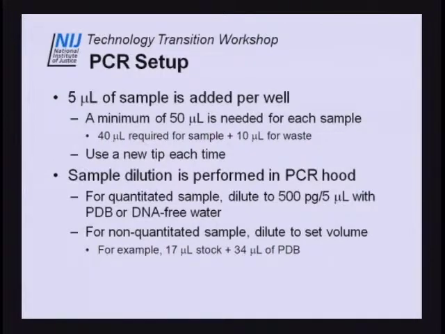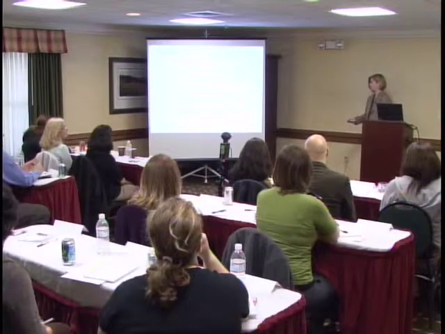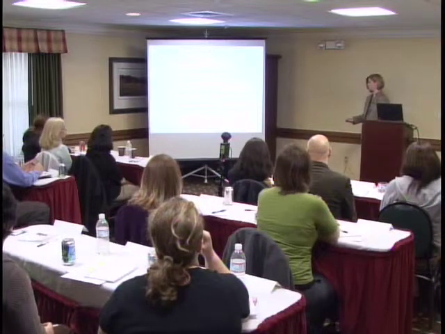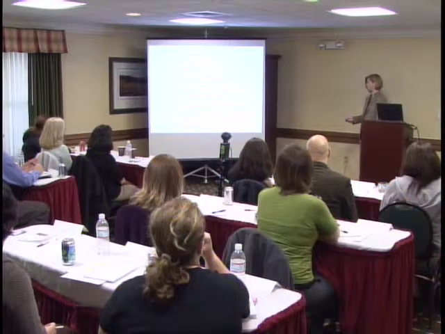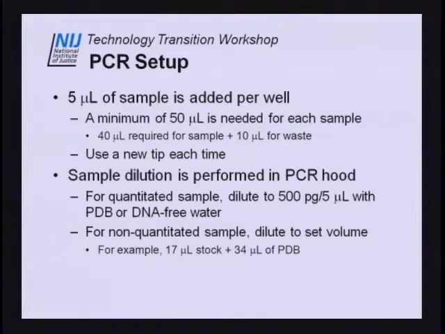For quantitated samples, we recommend that you go down to 500 picograms per 5 microliters or 100 picograms per microliter, because that gives a very solid profile without using too much sample. For non-quantitated, you just need to do whatever dilution you feel comfortable. We're currently doing a 1 to 3 dilution on some of our samples, and on tomorrow's samples, we'll actually be doing a 1 to 10 dilution on them.